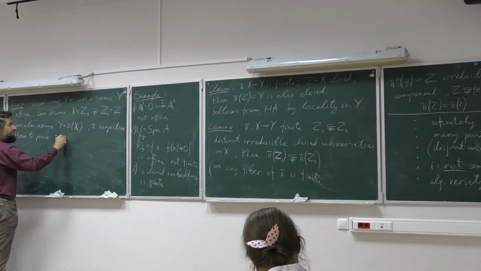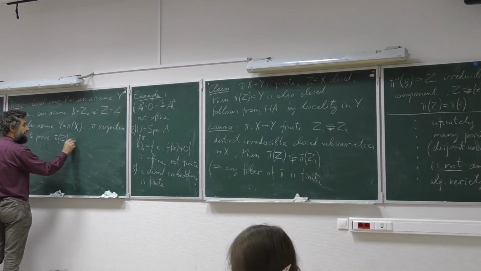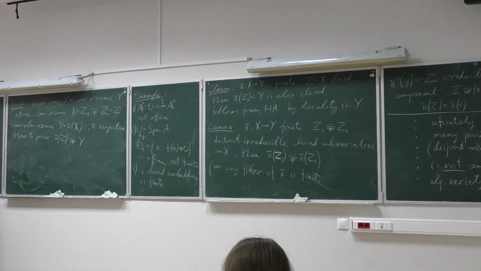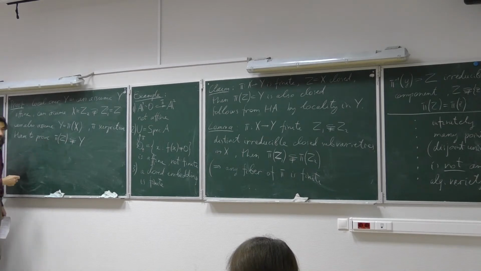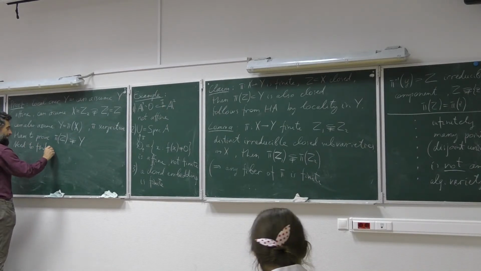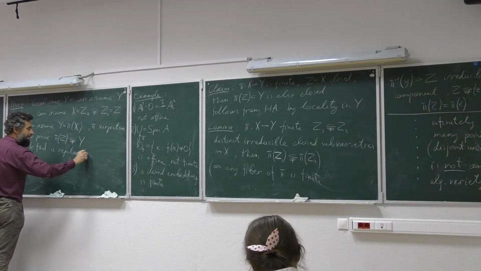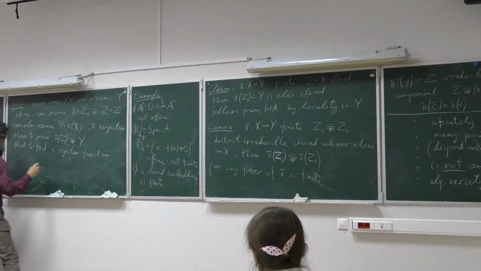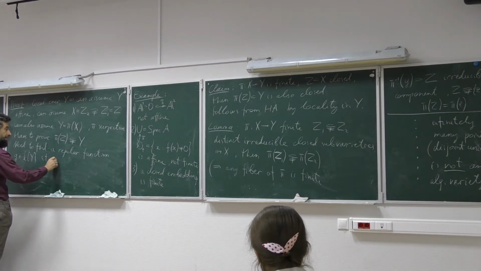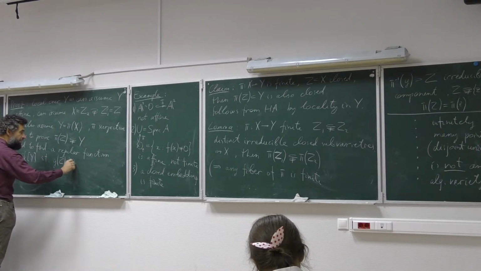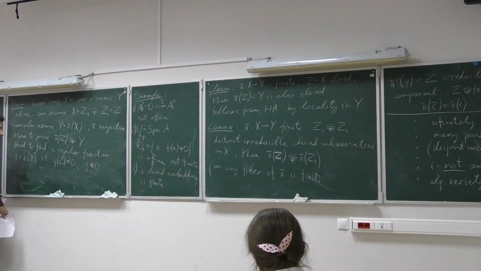that the image of this smaller component above is strictly smaller than the whole of y. In other words, we want to produce a regular function g on y such that g vanishes on pi of Z, but g is not identically 0. Okay, not on Z, but on pi of Z. Right, pi of Z, yes.